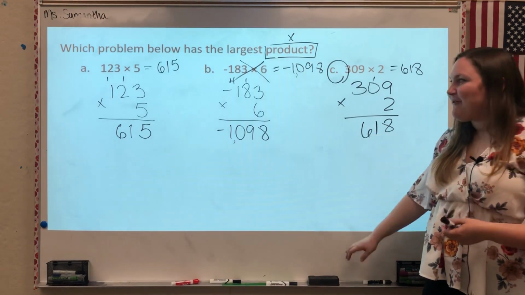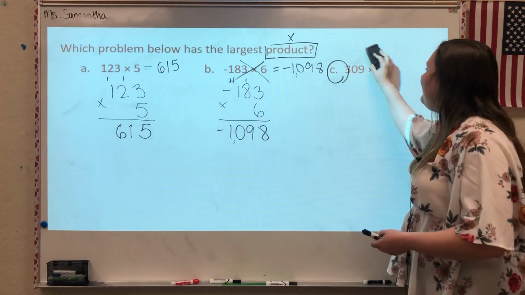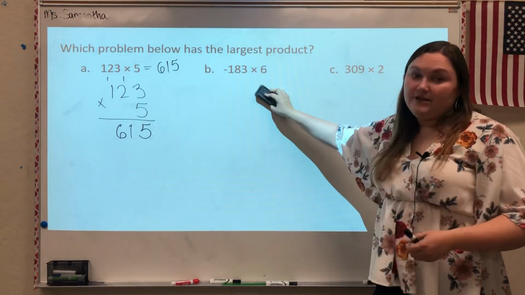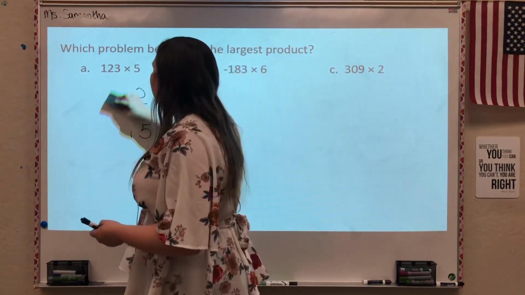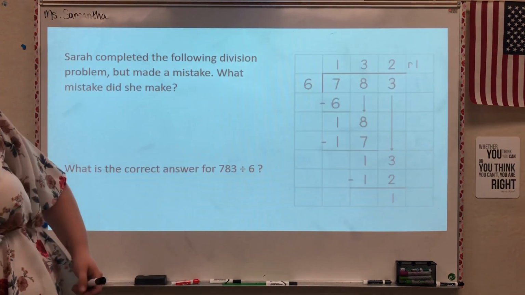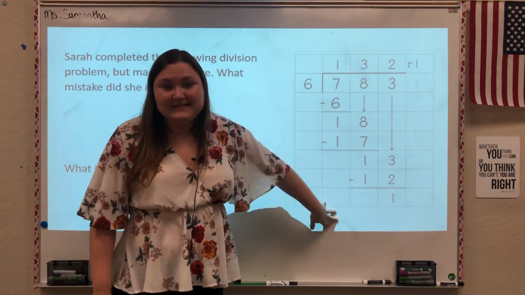This was our fourth review problem. There is only one left for us to look at. And this last one is going to be an example of an error analysis problem. What I mean by error analysis, that is just a fancy way of saying we are going to look at someone's work and find the mistake.